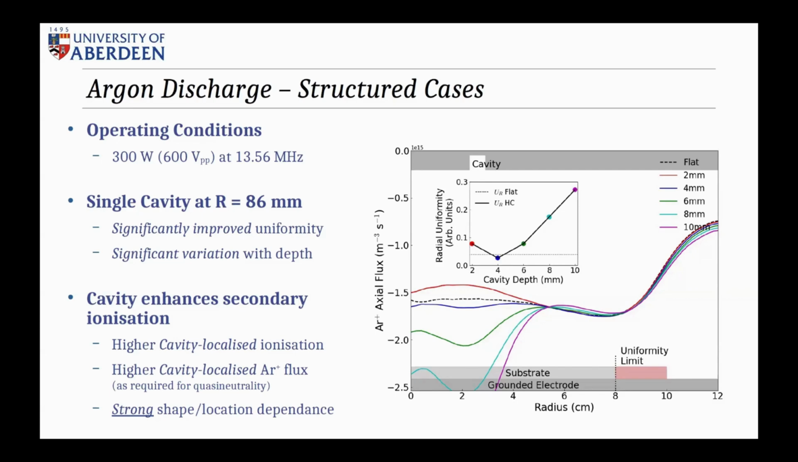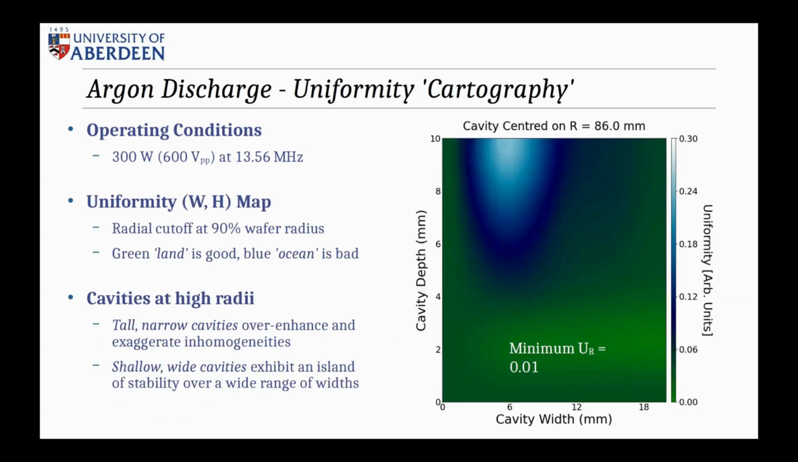What I thought I would do next is map this. So for one cavity centered on R86mm, the same one I showed you before, I varied the depth and I varied the width, and then I made a 2D plot. This is showing that uniformity value. So again, green is good, 0 is a flat line, and the blue is a curvy line. So there's an ocean, don't fall in the ocean, you'll drown. Land is good, ocean bad, okay?